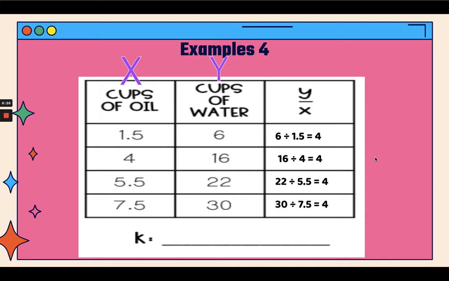30, my y, divided by my x, 7.5, equals 4. So what is our k? What is our unit rate? What is the constant? 4. We always got 4. That is our k. Remember, y divided by x equals k. What do I multiply x by to get y? Times 4, times 4, times 4. So that's our k.